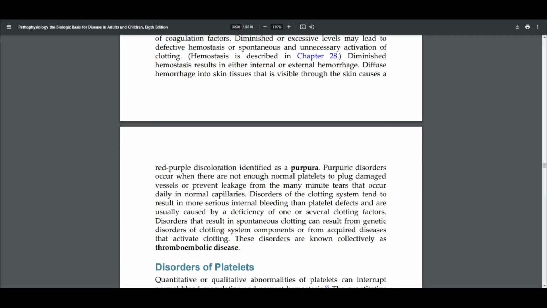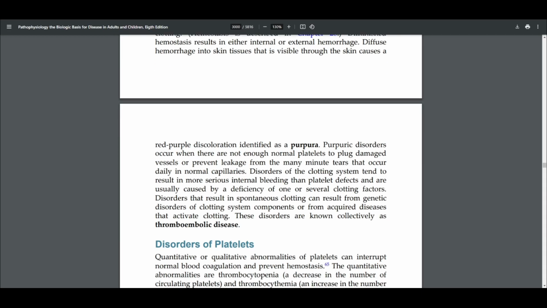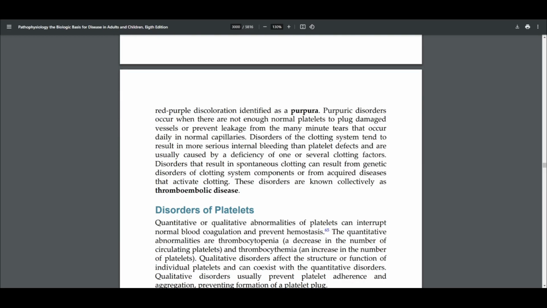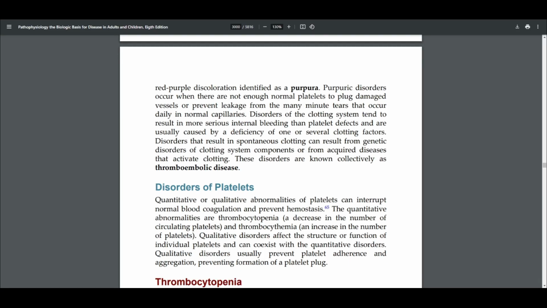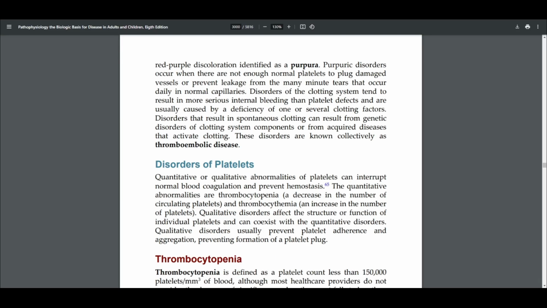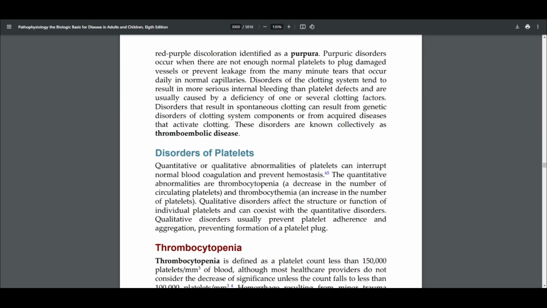Diffuse hemorrhage into skin tissue that is visible through the skin causes a red-purple discoloration, identified as purpura. Purpuric disorders occur when there are not enough normal platelets to plug damaged vessels or prevent a leakage from the many minute tears that occur daily in normal capillaries. Disorders of the clotting system tend to result in more serious internal bleeding than platelet defects and are usually caused by a deficiency of one or several clotting factors.